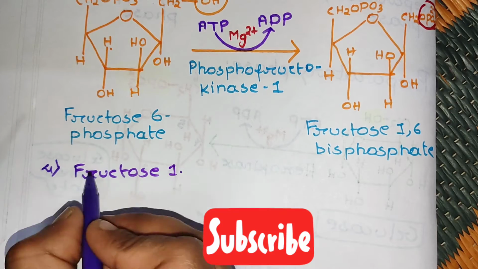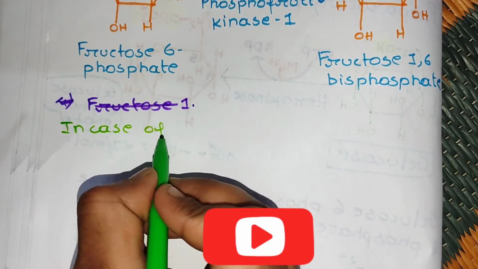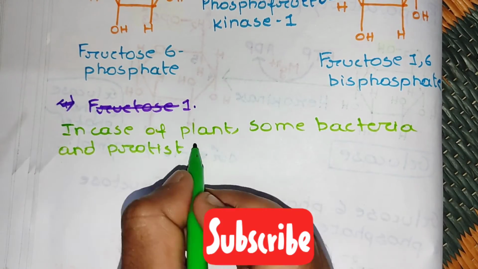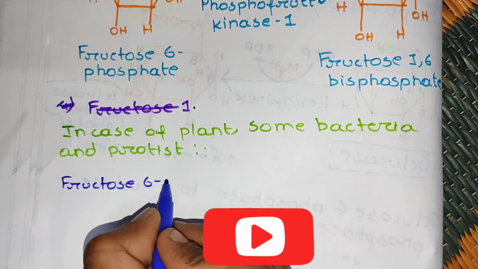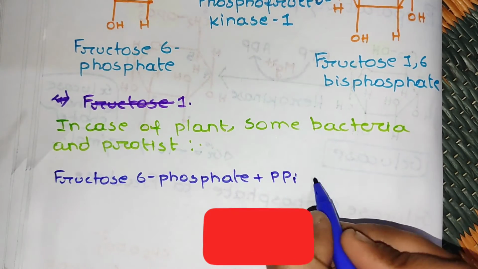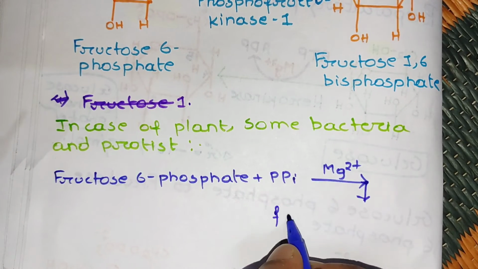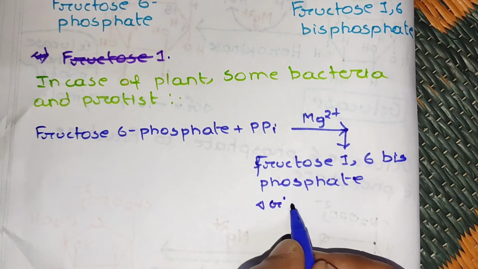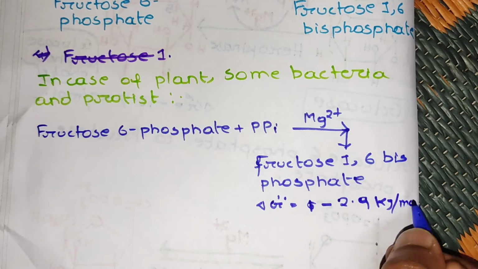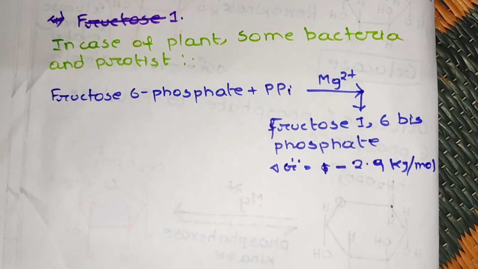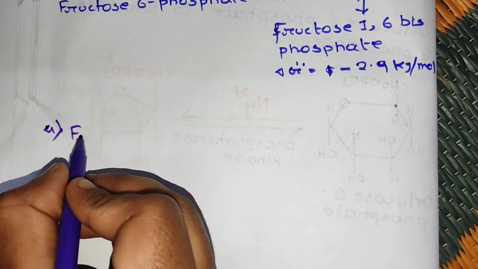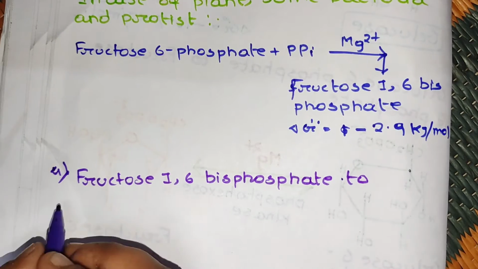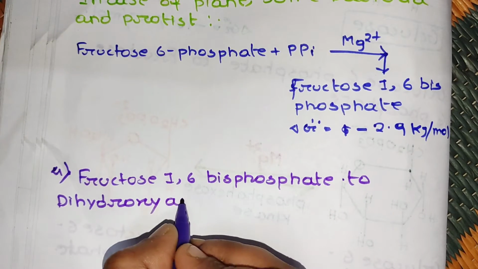Now, before the fourth step of glycolysis, there is a point. In plants and some bacteria and protists, phosphofructokinase 1 is absent. In this case it is called phosphofructokinase, and no ATP is needed. PPi is needed in this step. Mg2+ is needed and fructose 1,6-bisphosphate is formed. So in this case phosphofructokinase transfers the phosphate from PPi to fructose 6-phosphate and forms fructose 1,6-bisphosphate.